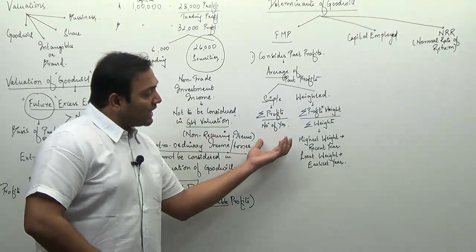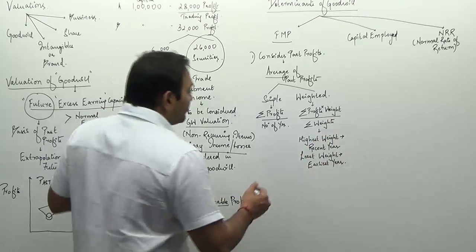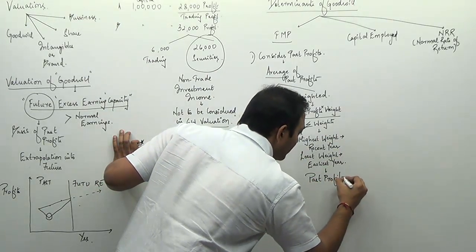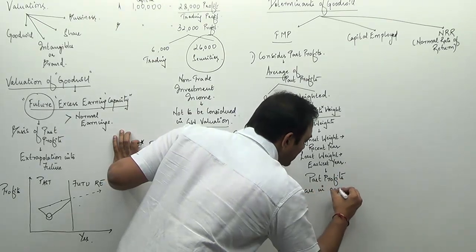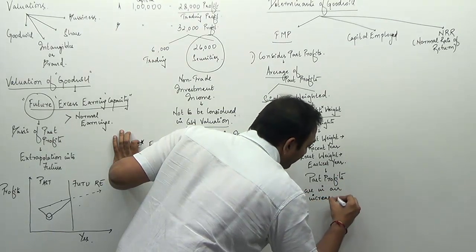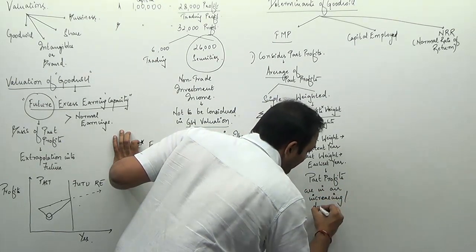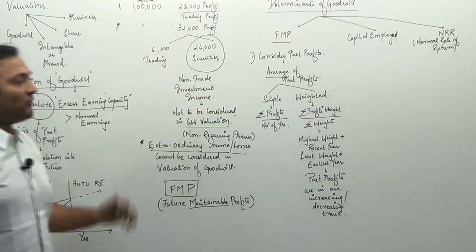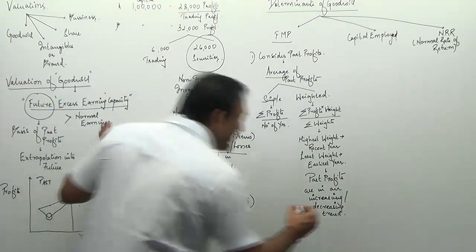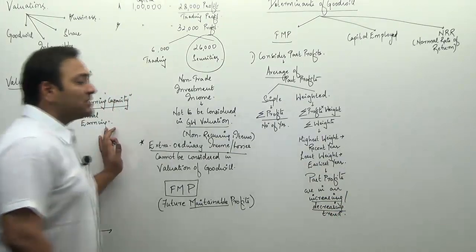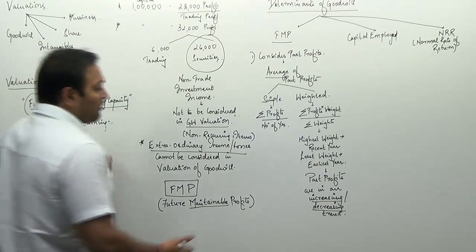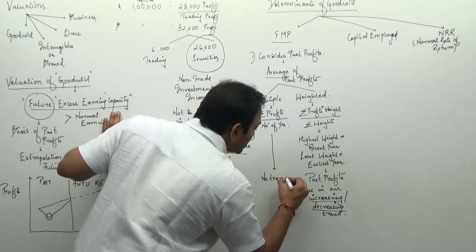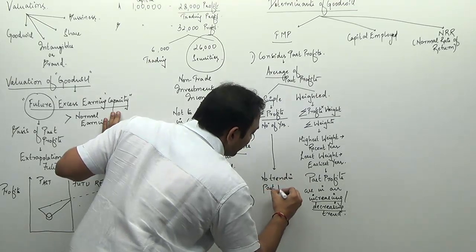Now the question arises, when should I adopt a simple average? When should I adopt a weighted average? My weighted average will be adopted when the past profits are in an increasing or decreasing trend. In this situation, definitely we'll be taking a weighted average. So I need an increasing trend or a decreasing trend, either of these two, for me to adopt a weighted average of profits. But when there is no trend in the past profits, we follow a simple average.